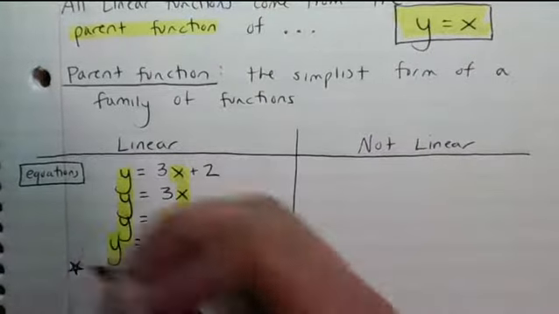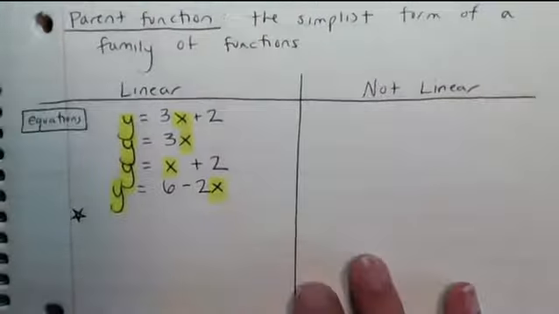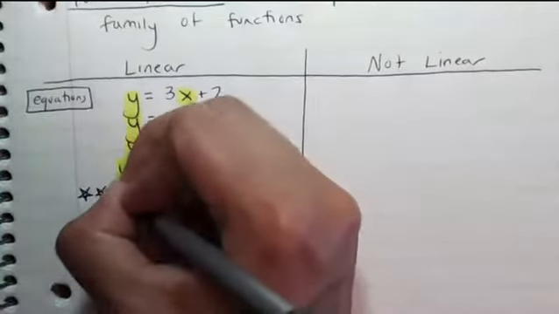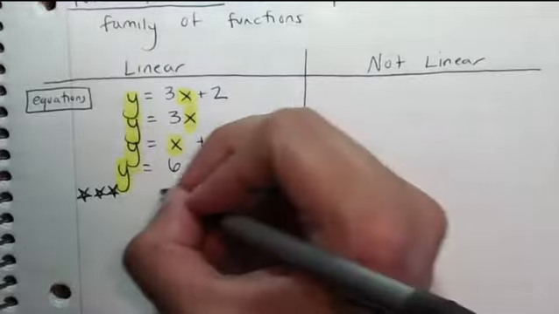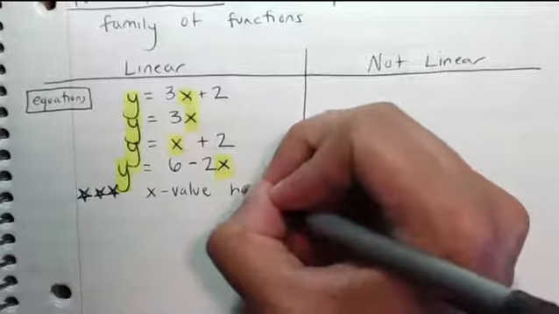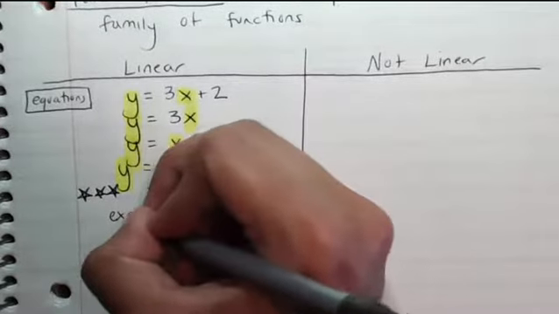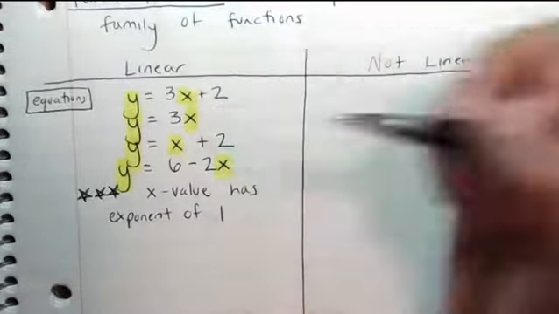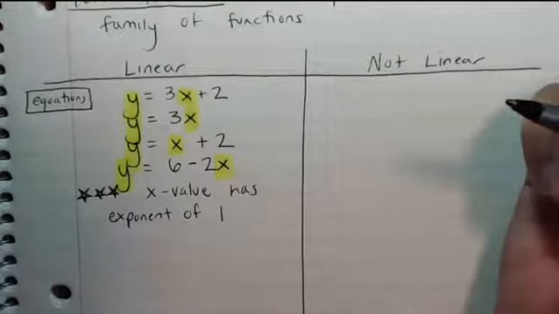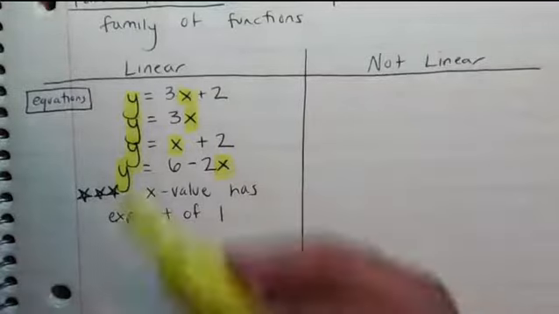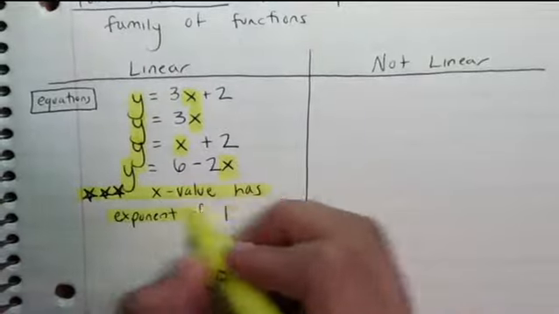So what you have to remember when it comes to equations, on identifying if it's linear or not, put a triple star actually, because this is important, is that the x value has an exponent or power of 1. We don't need to put that there, but it's there. I'm going to go ahead and highlight that because that's very, very important for us to remember.